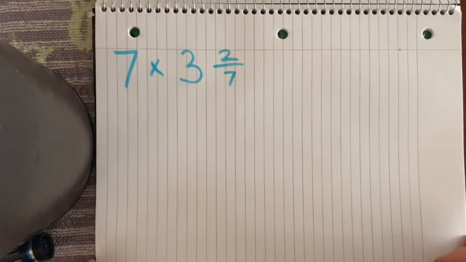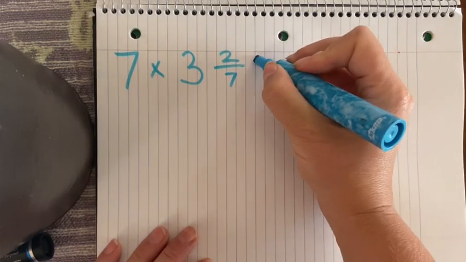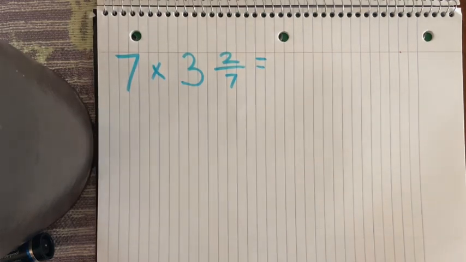So in this question, we are going to use the distributive property to solve. We're not finding the unknown factors. We are going to fill in everything and solve for the product. So our first job is to recognize our multiplication sentence and the difference between our whole number and our mixed number that we want to split. In this sentence, we have 7 times 3 and 2/7. So we want to first start by splitting up that mixed number.